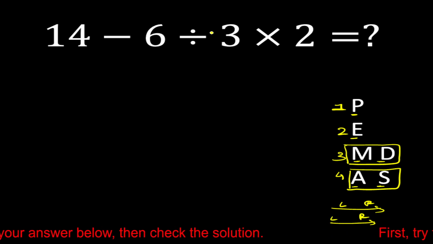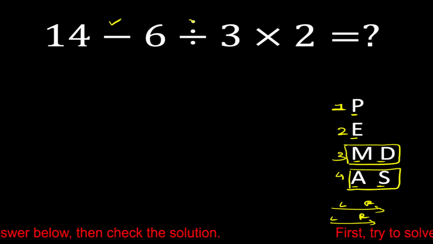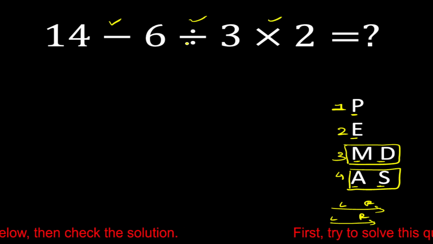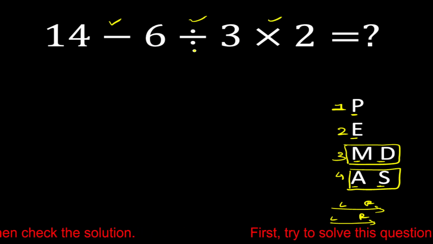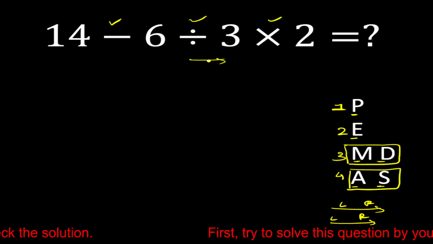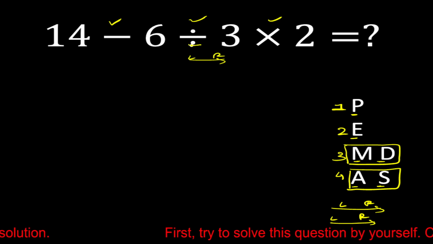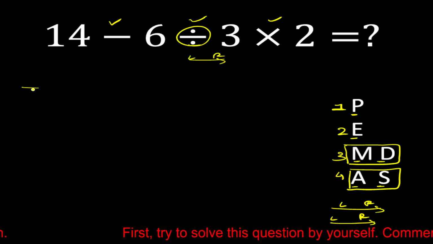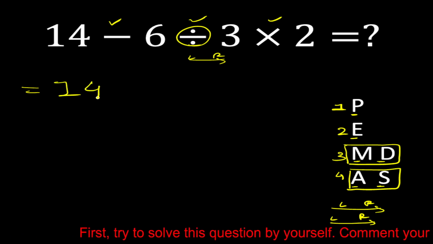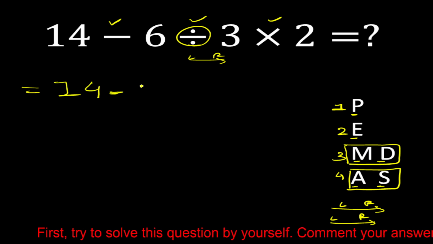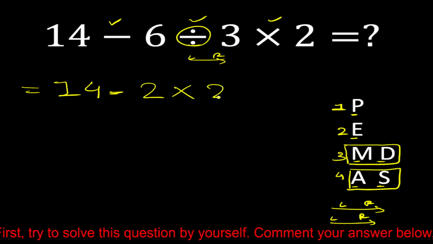Okay. In this question, we have one subtraction, one division, and one multiplication. So multiplication and division have equal priority, so we have to solve it from left to right. So first we have to solve this division. Okay, it is equal to 14 minus, now 6 divided by 3 is equal to 2, multiply 2.